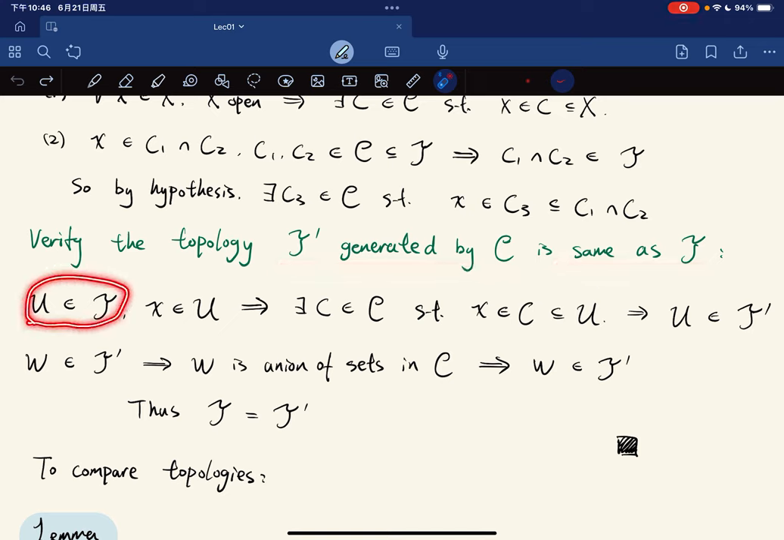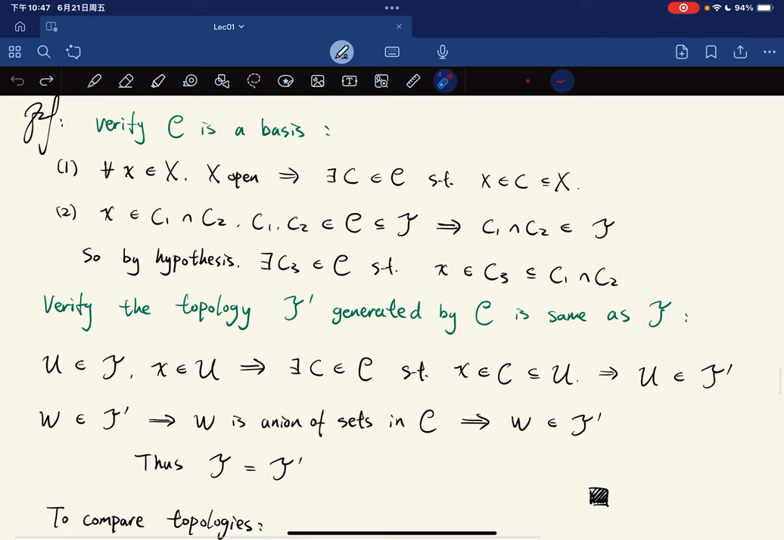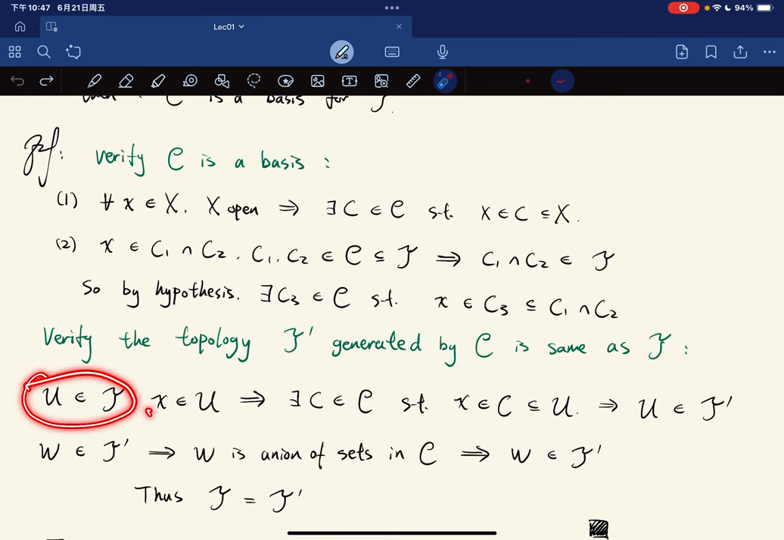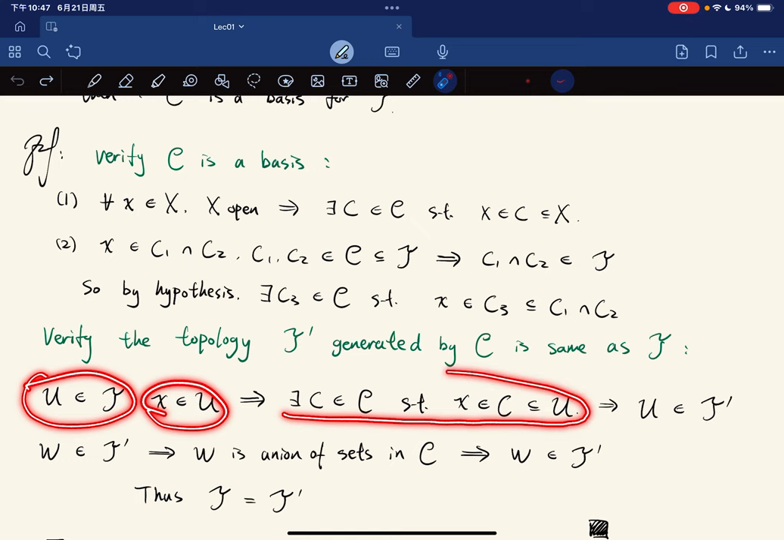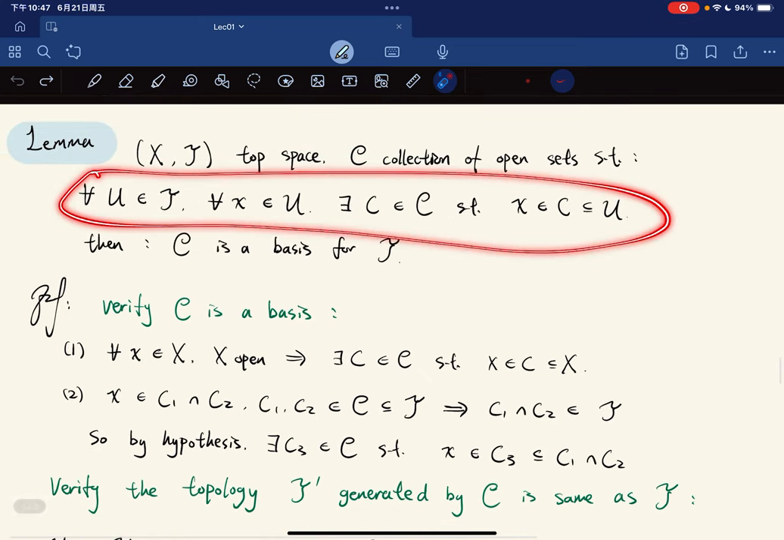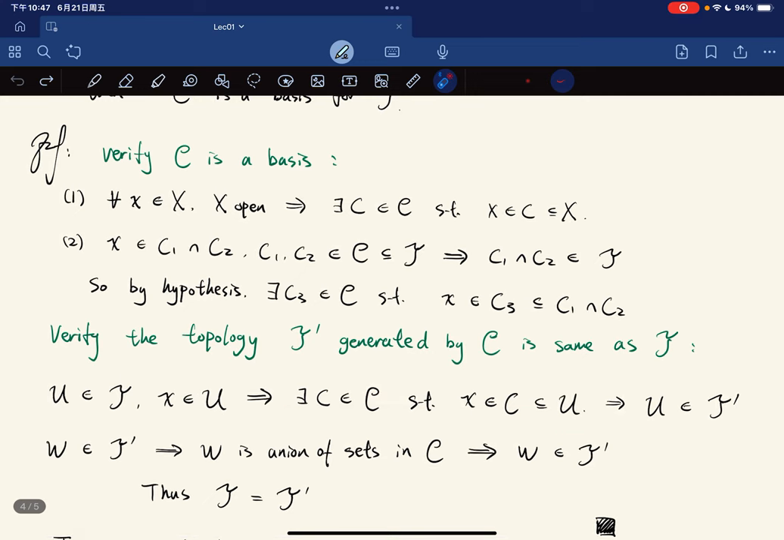Given U open in T, and X in U, by our condition, there exists C in the collection such that X is in C and C is contained in U. This is by our hypothesis. But remember, this precisely means that U is open in the topology generated by C. This is also the definition of the topology generated by C. So U should be in T prime.